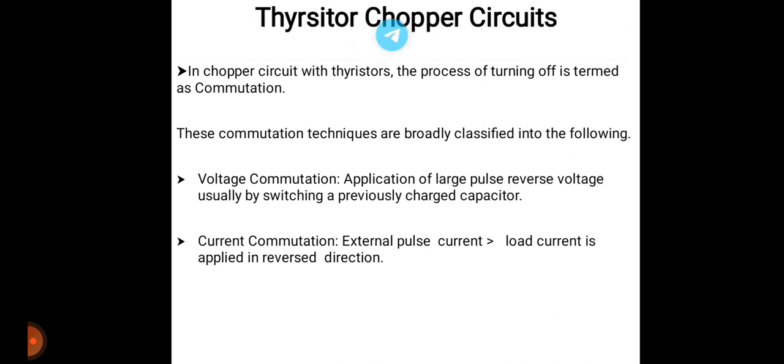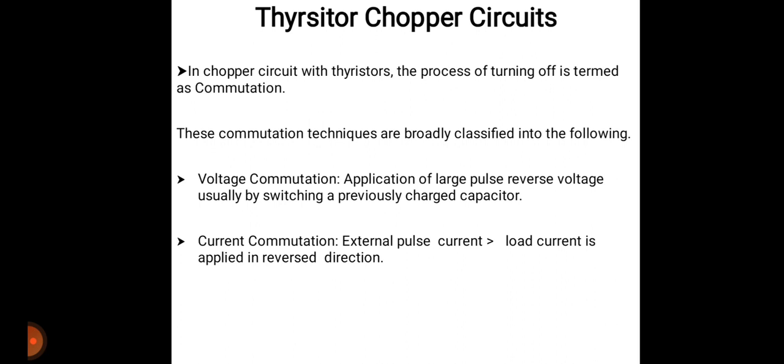And the next is the current commutation. In this scheme, an external pulse of current greater than the load current is passed in the reverse direction through the conducting SCR. When the current pulse attains a value equal to the load current, the net current through the thyristor becomes zero and the device is turned off. The current pulse is usually generated by an initially charged capacitor.